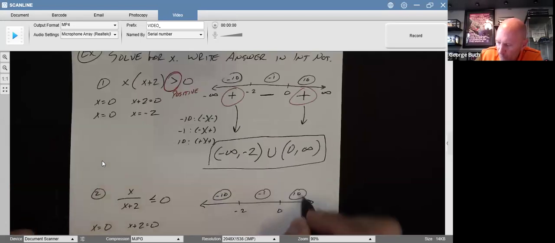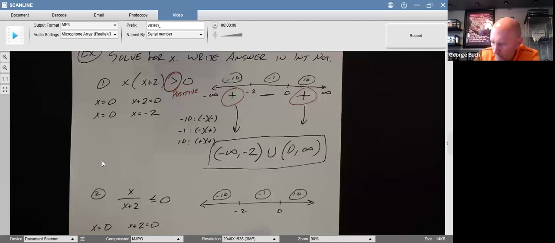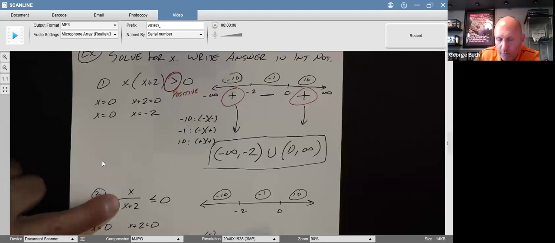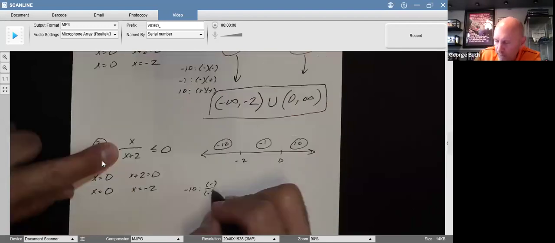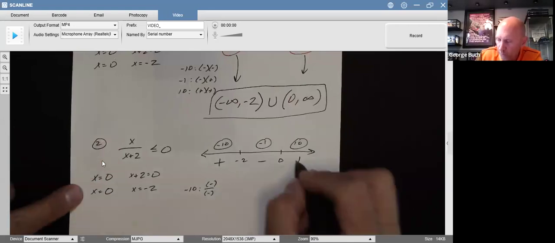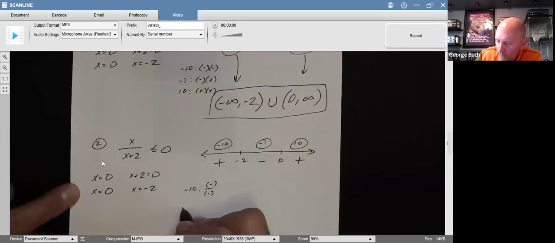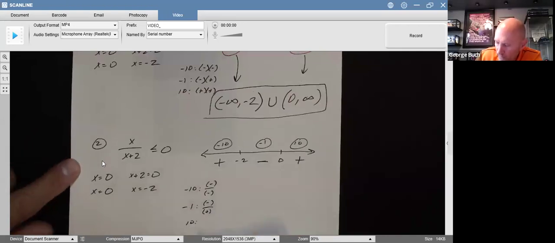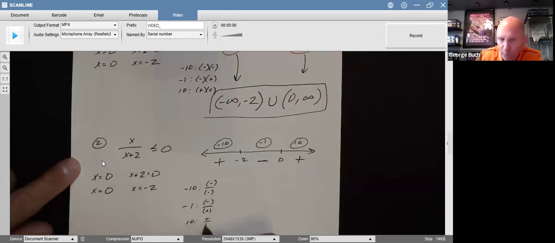So if I plug in negative 10, I get a negative in the numerator and a negative in the denominator, and negative divided by negative is positive. And so I'm going to end up with the same signs as I did before. So negative 1 is a negative in the numerator, positive in the denominator, that's negative. And positive 10, I get a positive number over positive, which is positive.